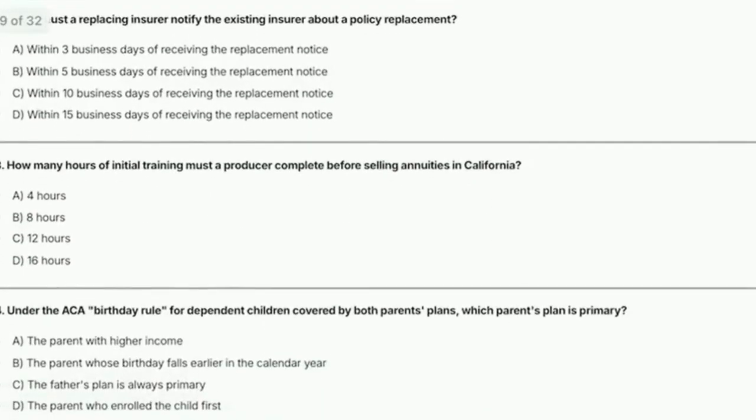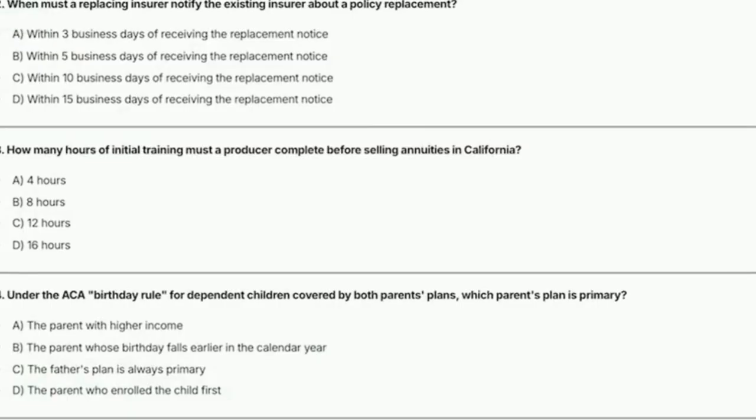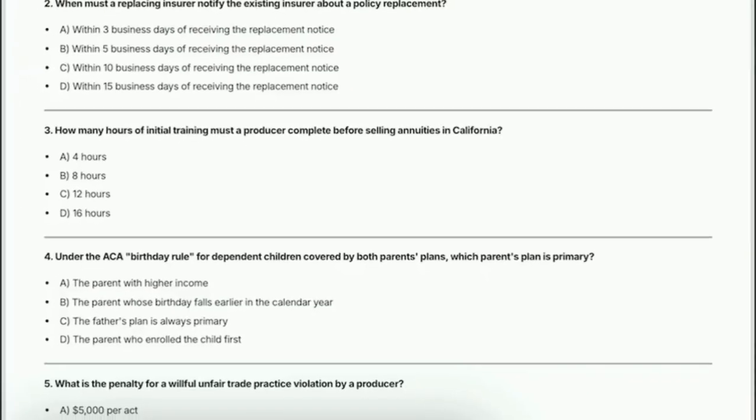Number 4, under the ACA birthday rule for dependent coverage, for dependent children covered by both parents, which parent's plan is primary? The parent with higher income, the parent whose birthday falls earlier in the calendar year, the father's plan is always primary, or the parent who enrolled the child first? Notice there, the answer is in the question. Take those easy wins and move on.